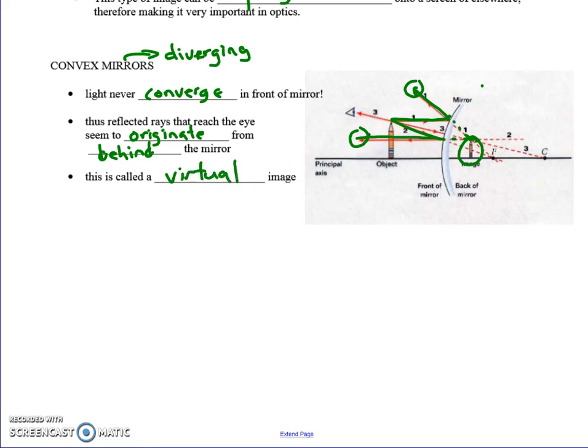So I want you to know that term. It's really an image, but there's just no light there. It just seems like light is coming from there. So that's the difference between it and a real image, where light really does converge. Okay, at this point you can stop. This is all as far as I wanted you to get. I'm going to continue on and summarize what we're investigating right now with plane mirrors.